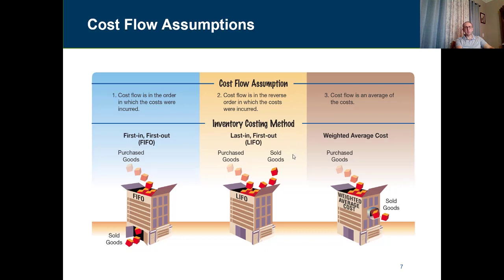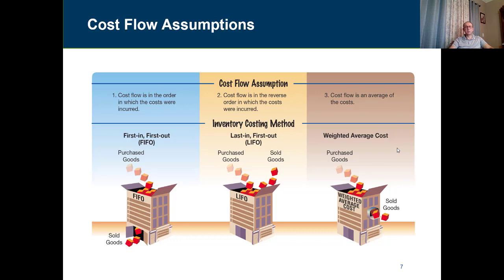Then we have the last in, first out. And the last in, first out, this is where the cost flow is in the reverse order in which the costs were incurred. So the last items that we purchased are the first items to sell. And in this case, it's like a box, and you get your inventory and you keep stacking them on top of each other. But at the time when you're selling it, you're just taking from the top. You don't really dig to the bottom. So this is what we mean by last in, first out. So we always assume that the items that we last purchased are the items that we first sell out.